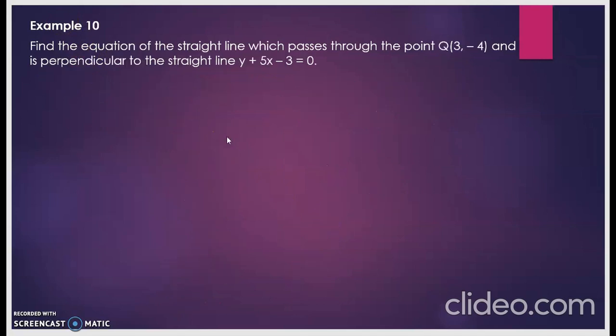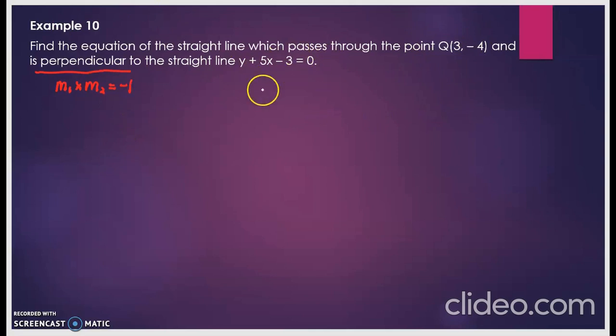Finally, we look at the last example, which is example 10. Find the equation of the straight line which passes through the point Q and is perpendicular to the straight line y plus 5x minus 3 is equal to 0. So if perpendicular, we have to do m1 times m2 is equal to negative 1.